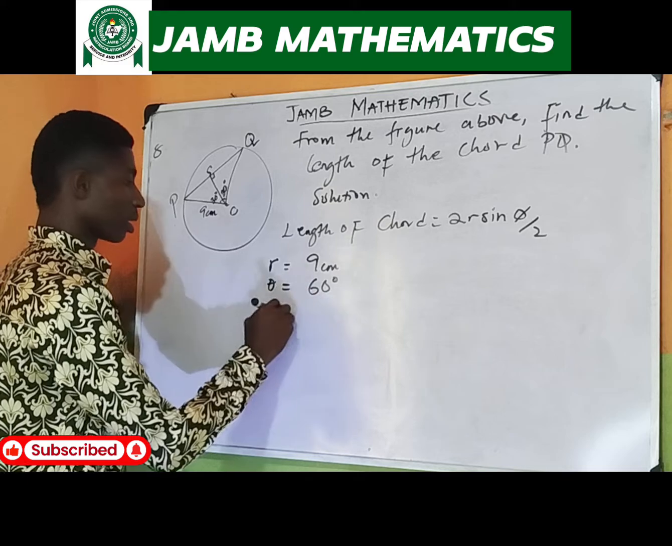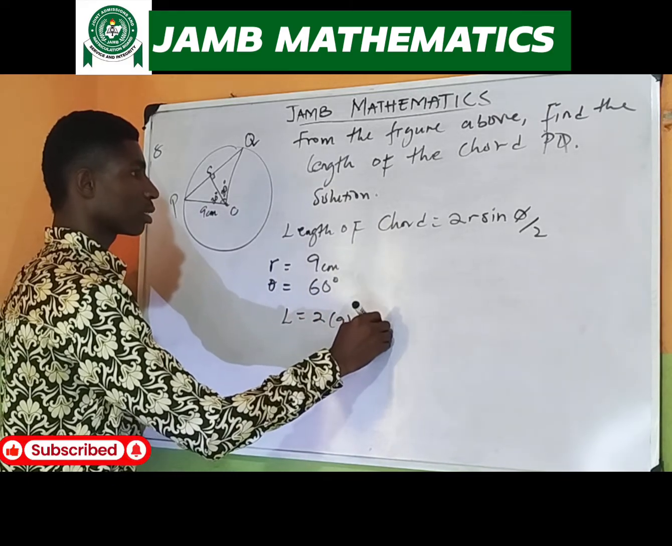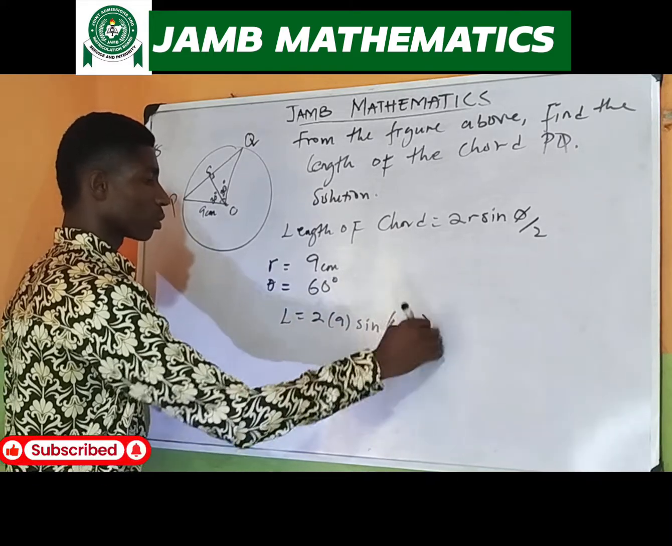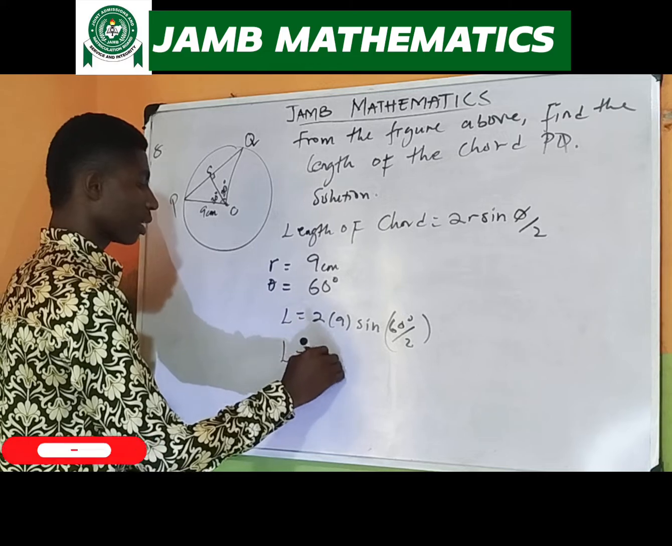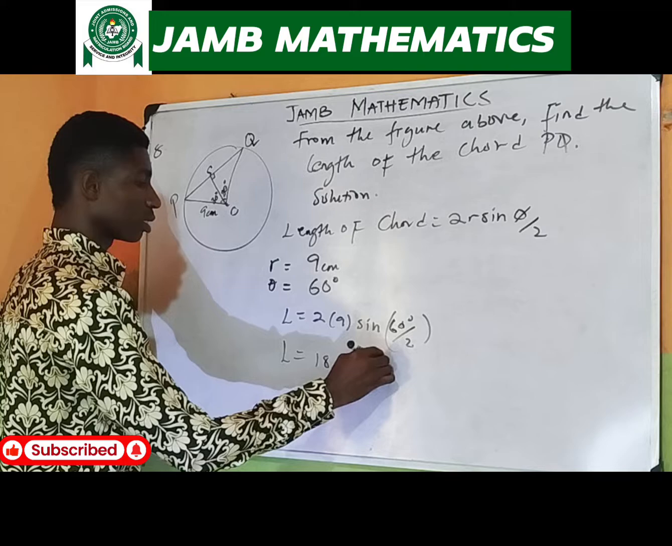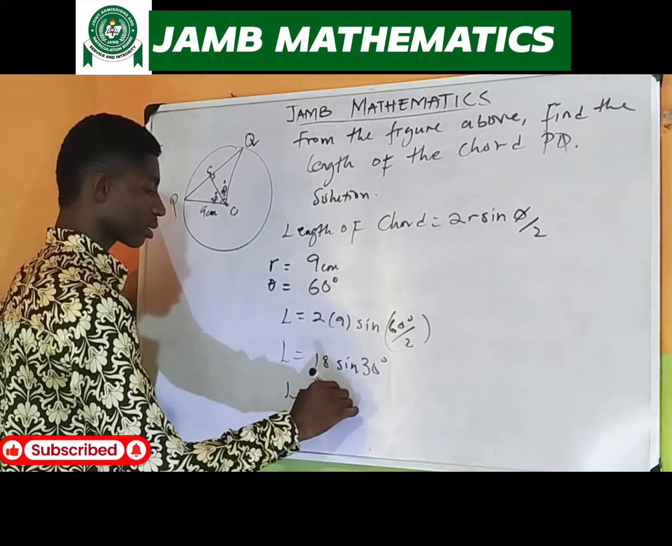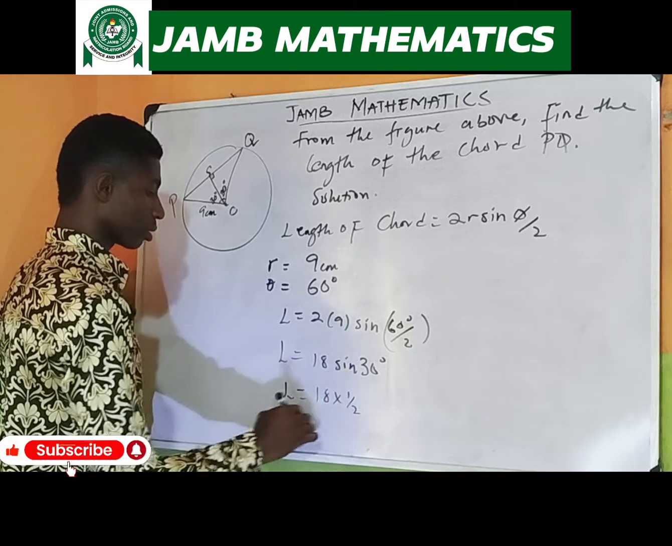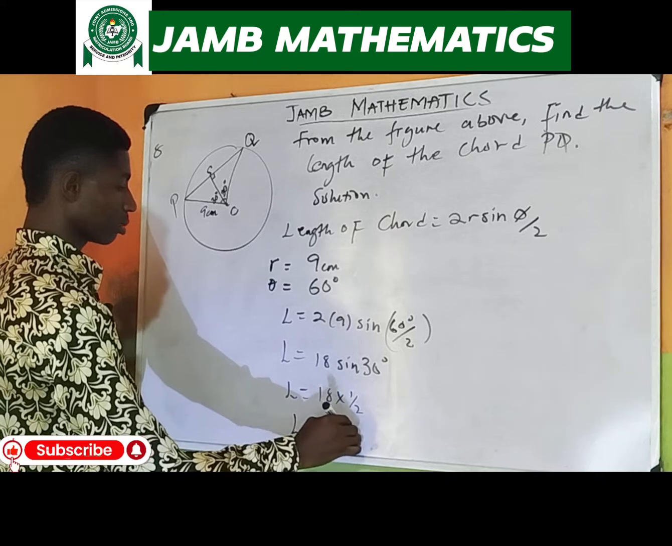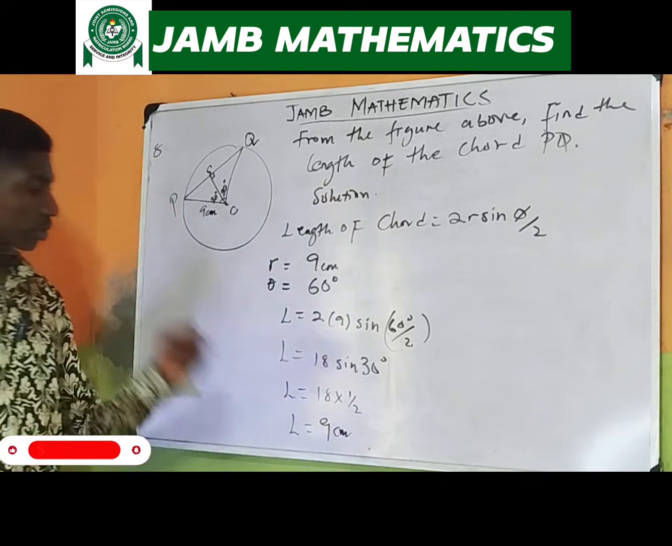Now we compute. The length of the chord is equal to 2r sine 60 degrees over 2. So the length of the chord is equal to 18 times sine 30 degrees. The length of the chord is equal to 18 times half. The length of the chord is equal to 9 centimeters. So the length of the chord is equal to 9 centimeters.